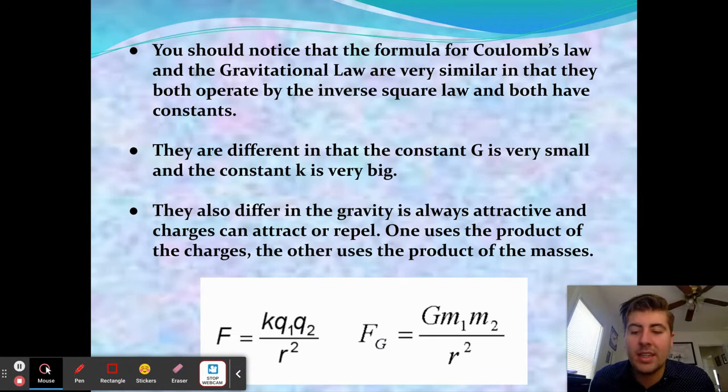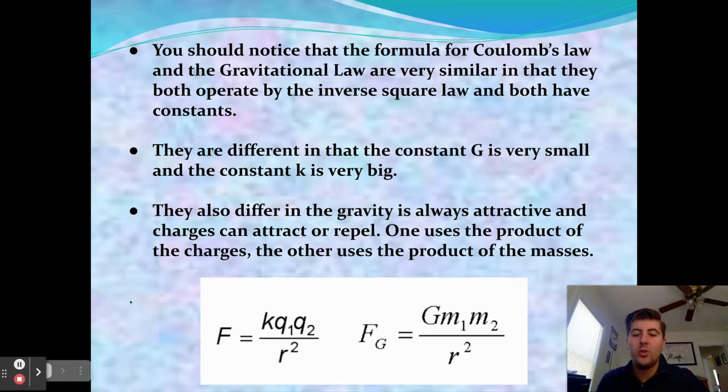We should be noticing that this looks very similar to the equation that we use for gravitation. This equation is so similar to our gravitational law, and they act very similarly in that they both operate by the inverse square law, and they both have constants. They differ in that the constant G is very small and the constant K is very big, and they also differ in that gravity is always attractive and charges can attract or repel. One uses the product of the charges and the other uses the product of masses. So there are a couple of differences there, but they're very, very similar. So we should be familiar with how to solve these types of problems.